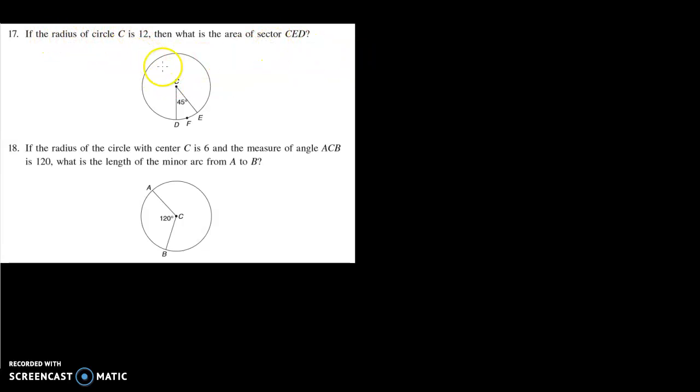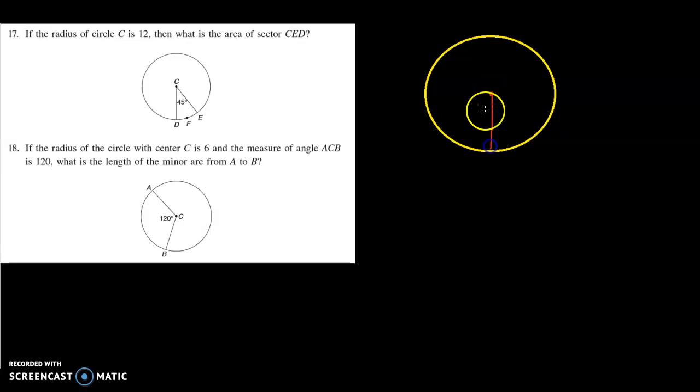If the radius of the circle, starting at center C, is 12, what's the area? Well, again, let's just think about this for a minute, like what we talked about. Hopefully this will be relatively fast. We know that the radius is 12, and this portion right here is 45 degrees out of the entire circle, and we're asked to find the area of this sector, this portion of the circle.